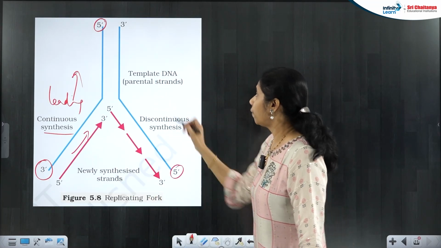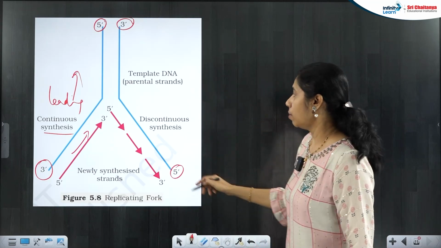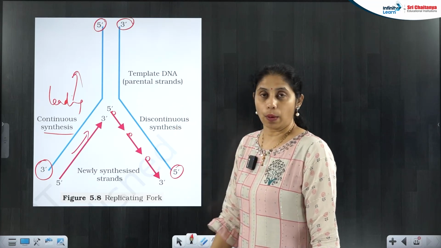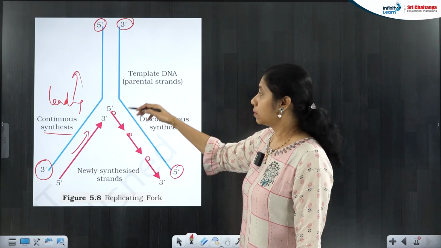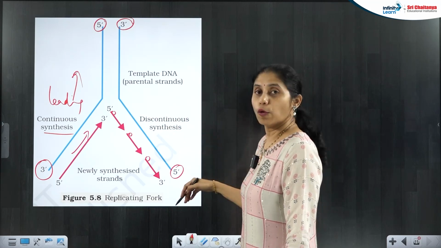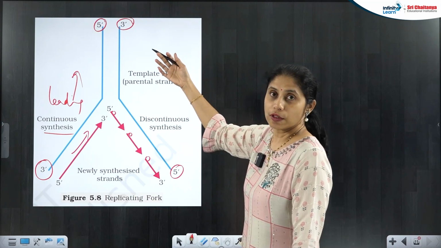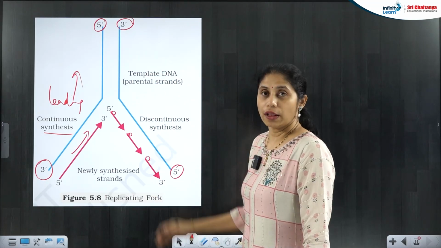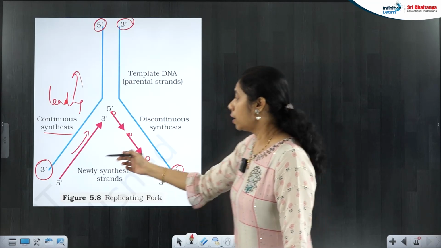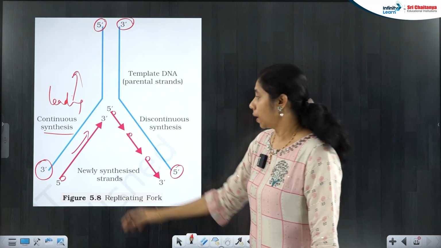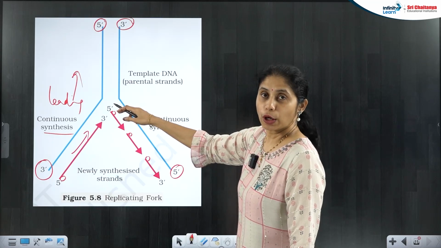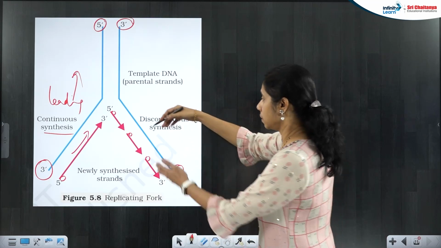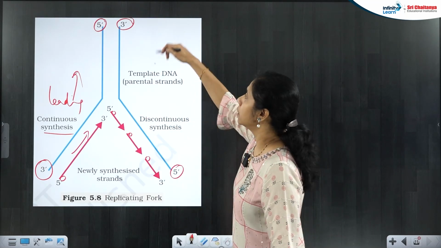Whereas on the template of 5' to 3', here RNA primers will be added, and every time one RNA primer is required, because the synthesis of the new strand is happening away from the fork end and the direction of opening is in the opposite direction. So, this strand requires many RNA primers. However much the DNA is opening, that many RNA primers are required here, and here only one RNA primer is required. The synthesis of the new strand is happening towards the fork end here, and here it is going away from the fork end. So, many RNA primers are required because the replication is in this direction and the opening is in this direction.